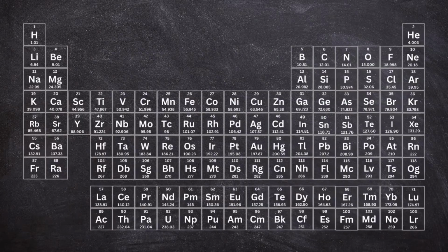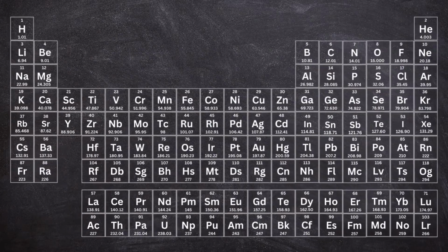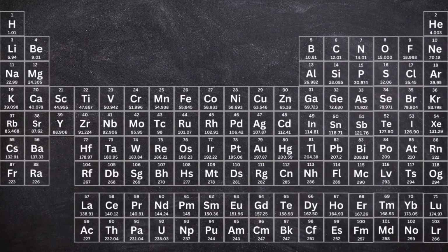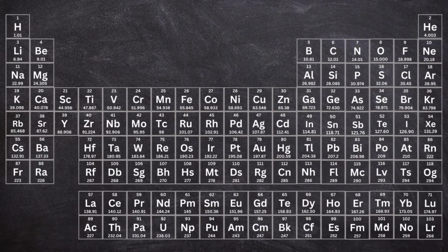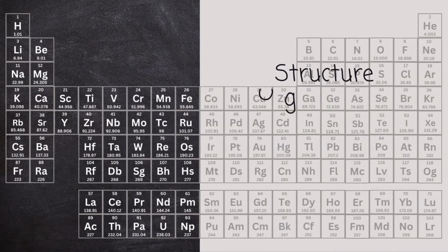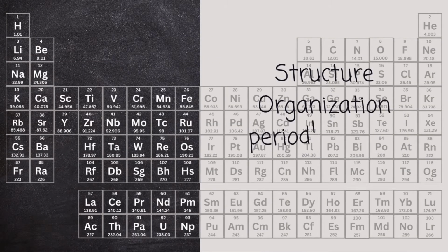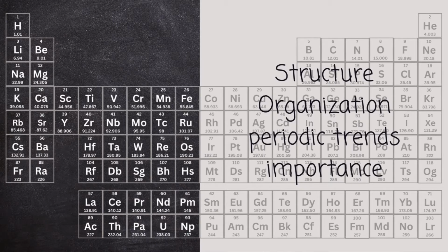Are you curious about the building blocks of all matter? Look no further than the periodic table of elements. The periodic table is one of the most important tools in chemistry, as it categorizes all known elements based on their properties and behavior. In this video, we'll explore the structure of the periodic table, how it is organized, trends displayed by the periodic table, and why it is important.